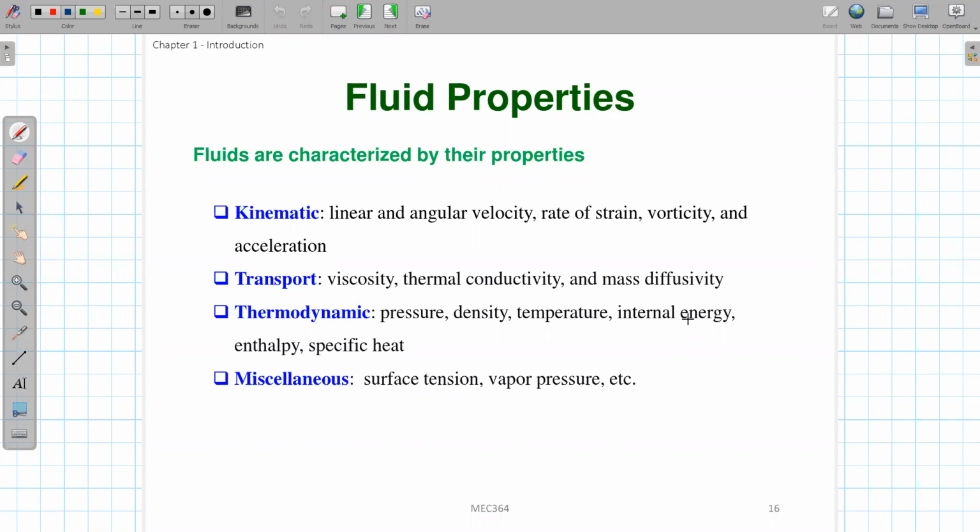Okay, and the last group is other properties like surface tension and vapor pressure, which will be used for the phase changes between liquid and gas, those kinds of things. Okay, so these are the most commonly seen properties for fluids, and some of them we will go into in detail in the next chapter. So this is just a fundamental introduction of them.